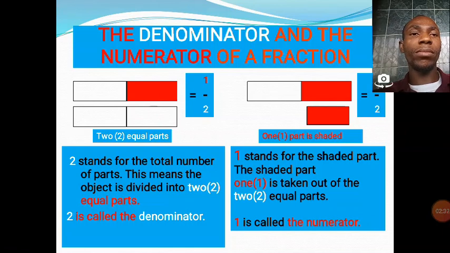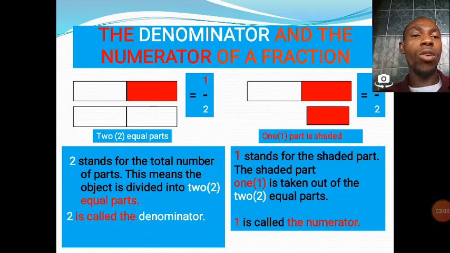Let's go through that again. The denominator. The object on our left is divided into 2 equal parts. One is coded or shaded red out of the 2 equal parts. The fraction is written as 1 out of 2. What we are looking at over here is the down number, which is 2. That shows the object is divided into 2 equal parts. And 2 stands for the total number of parts. 2 is called the denominator.